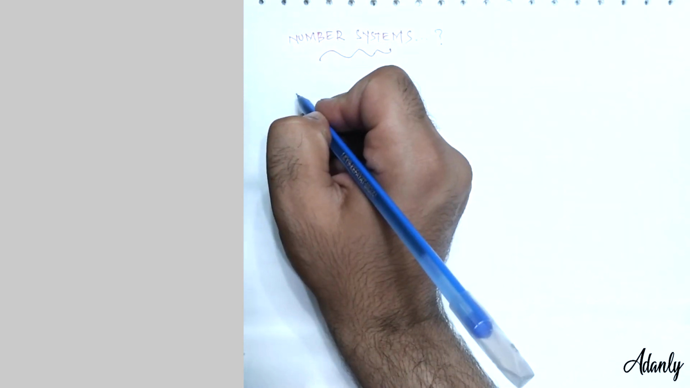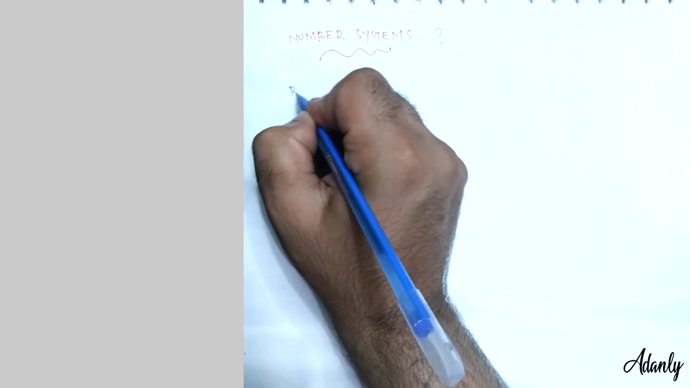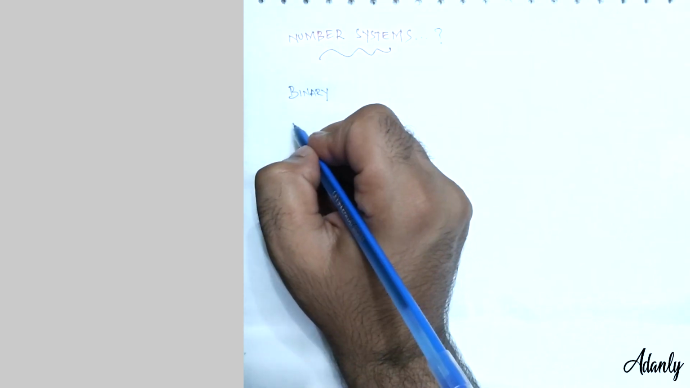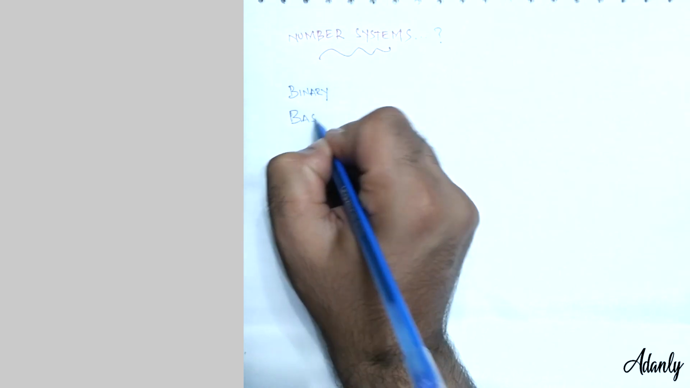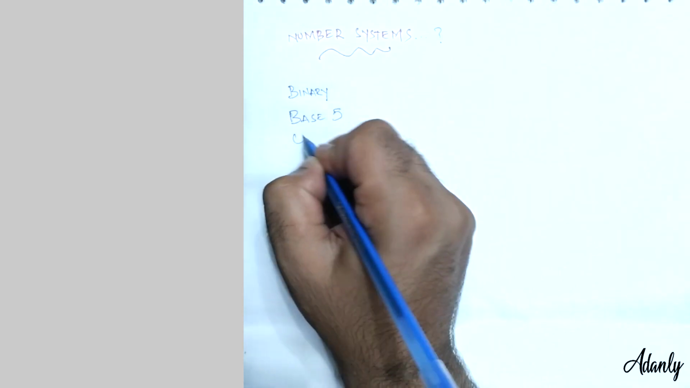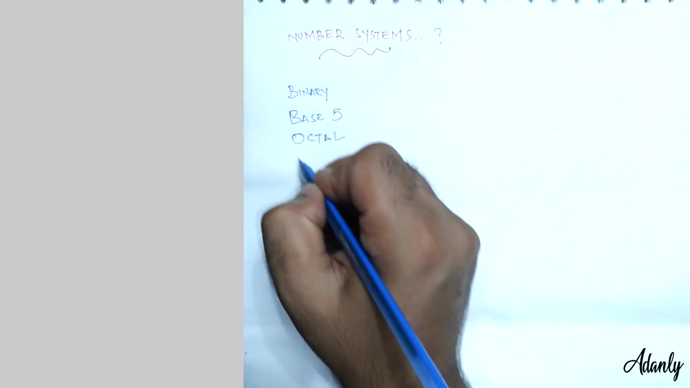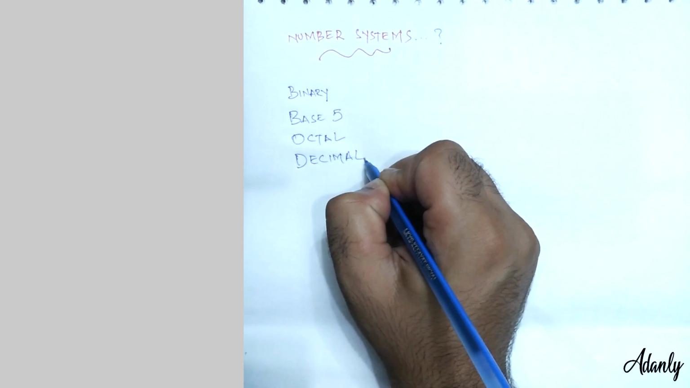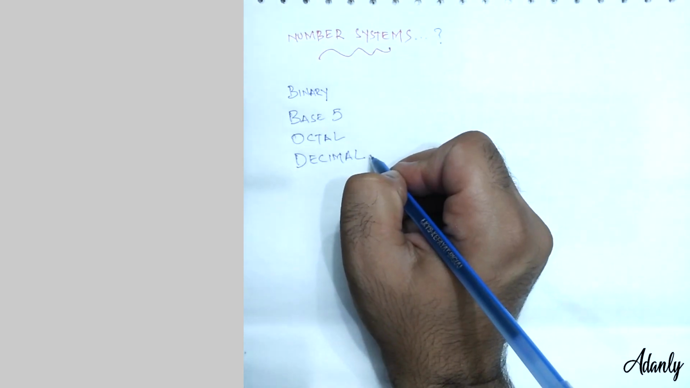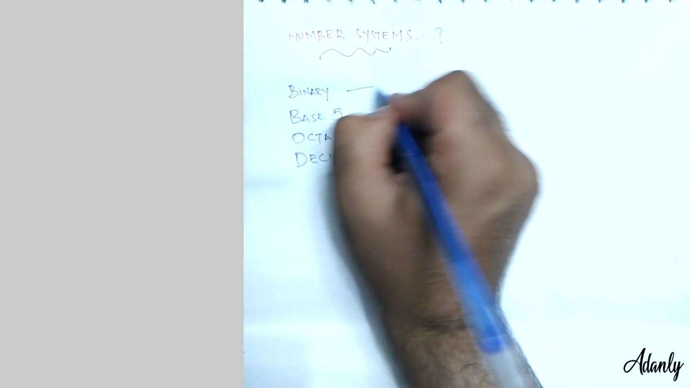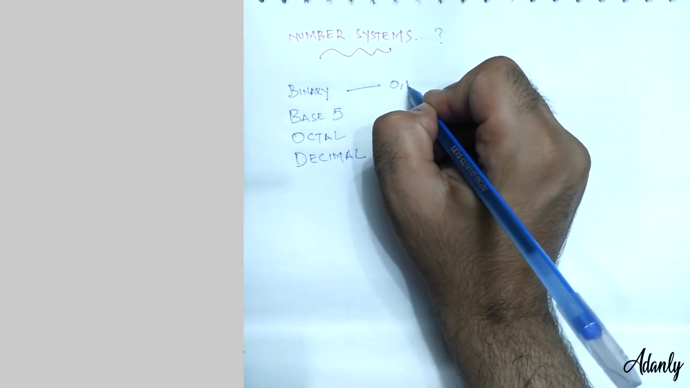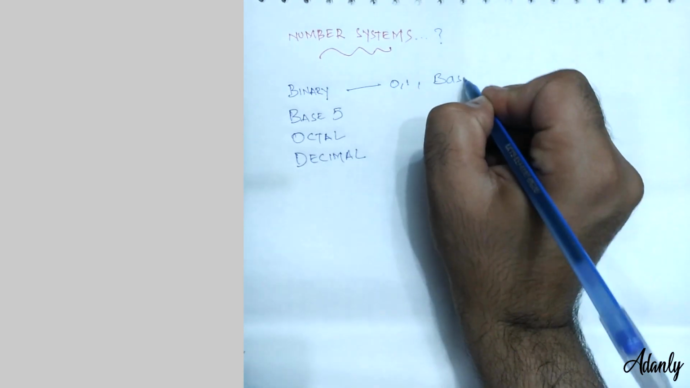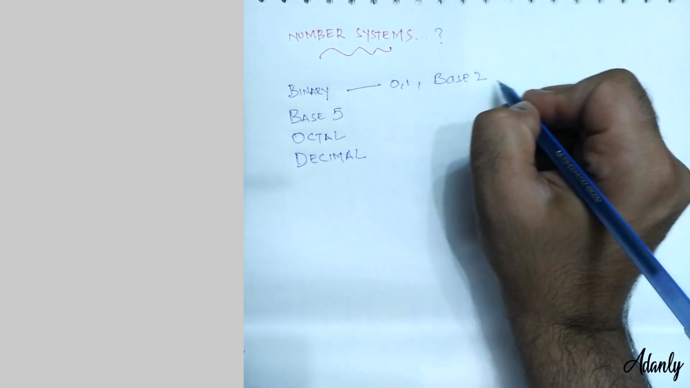In this lesson, we will learn about binary systems, base 5, octal, and decimal. Since computers store either 0 or 1, when it comes to 0 or 1, we call it base 2 or binary.